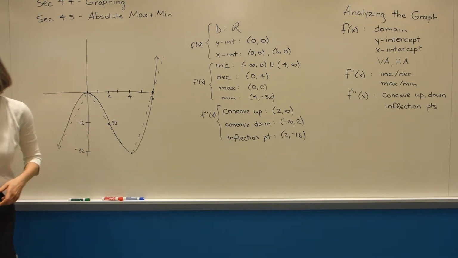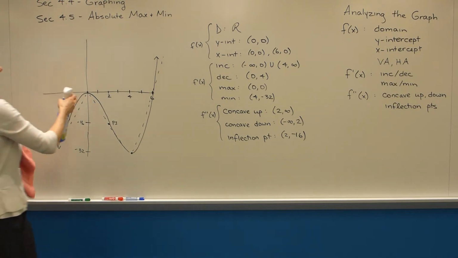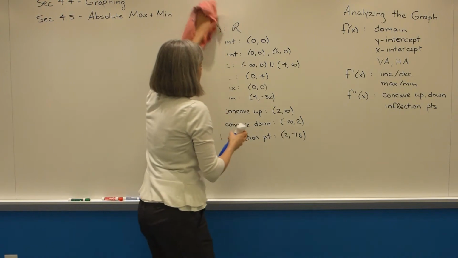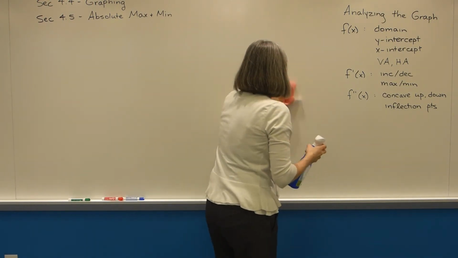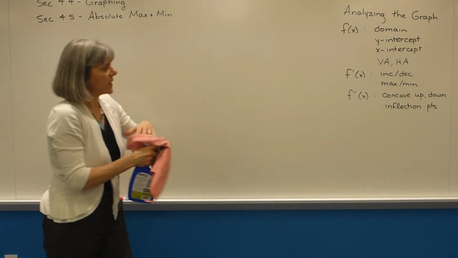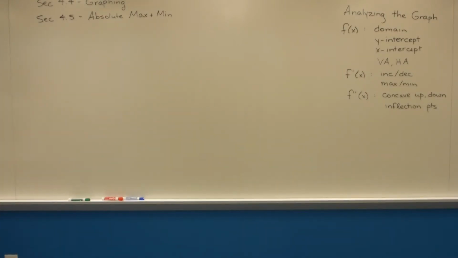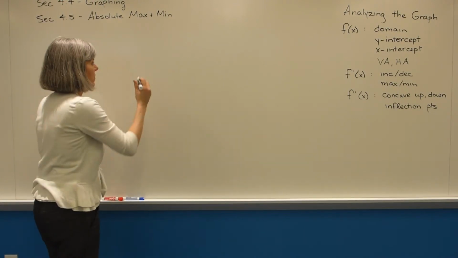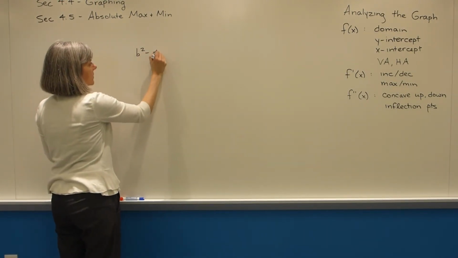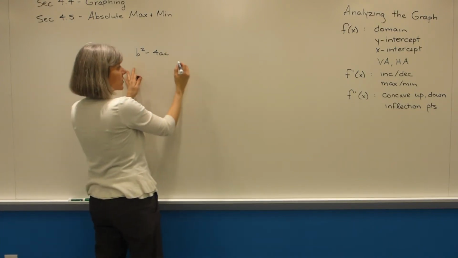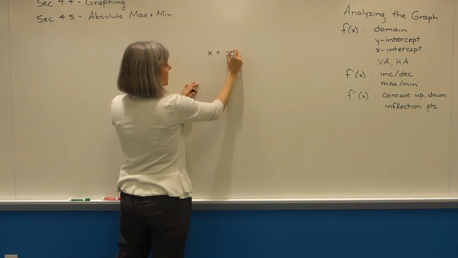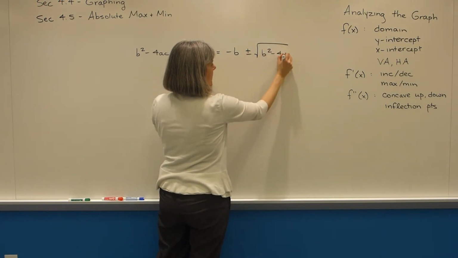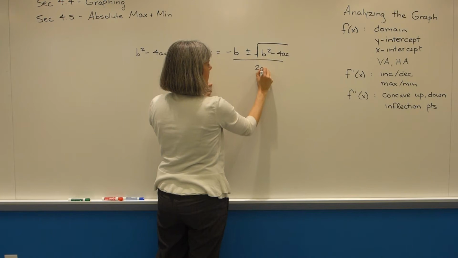Okay, so let's look at an example of a rational function. One thing I'd like to point out about polynomials: when we're trying to find x-intercepts, you may run across a case where you don't know whether it factors or not. Remember that you can always look at b squared minus 4ac. That's called the discriminant. That comes from using the quadratic formula: negative b plus or minus the square root of b squared minus 4ac, all over 2a.